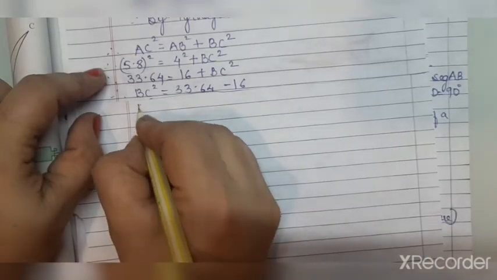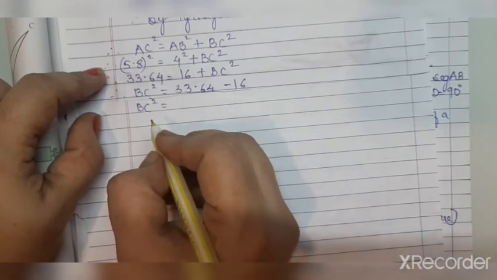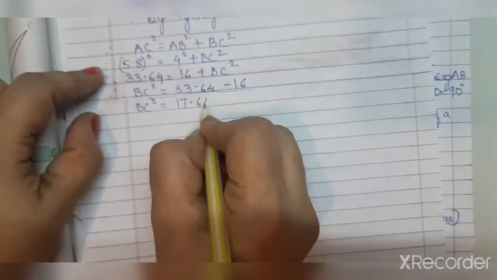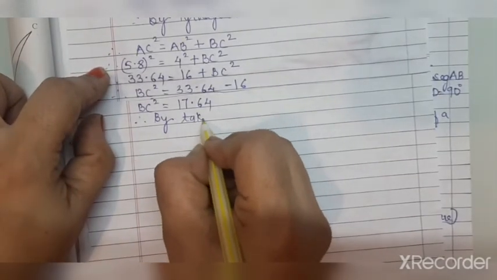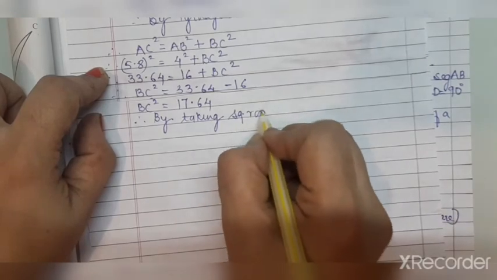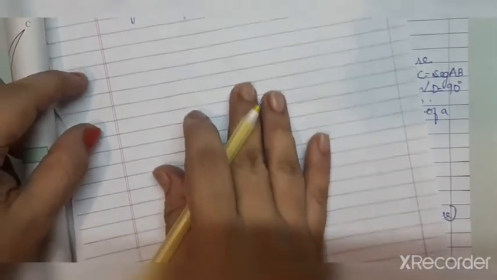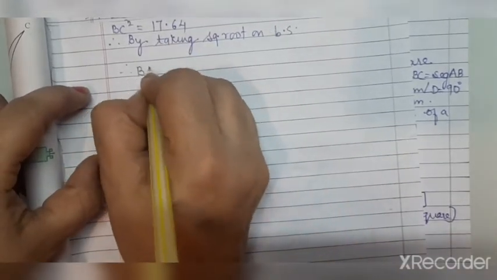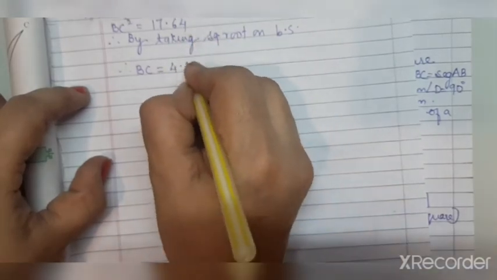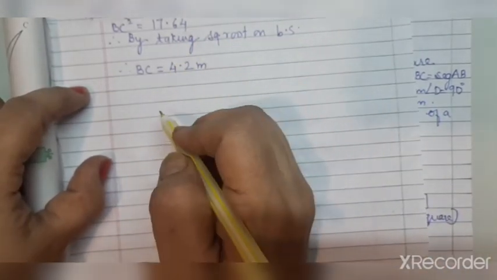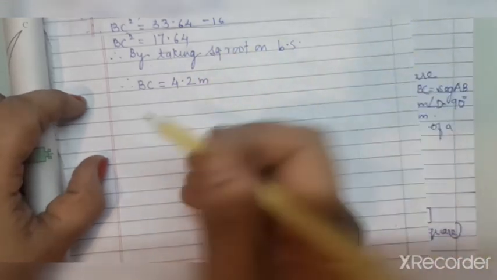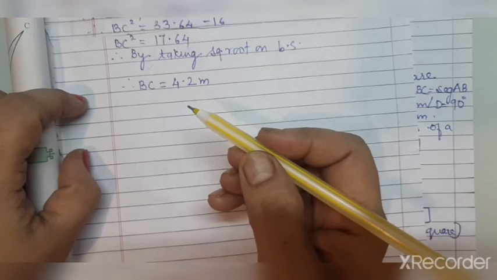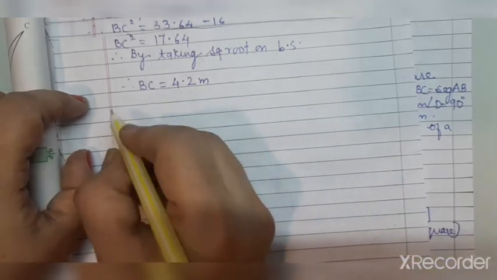So BC square, you will get it as 17.64. Okay, and therefore by taking square root on both the sides, what you get is BC, which is equal to 4.2. Now this calculation you all can do in rough. When you calculate the square root of 17.64, you will get 4.2. Now this is BC, that is, we have got this.